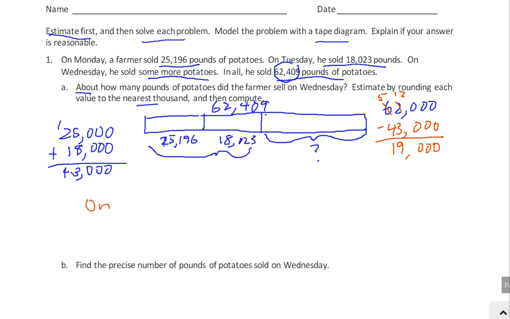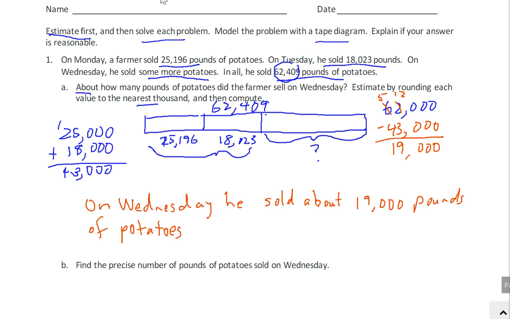And that's what we can write down. On Wednesday, he sold about 19,000. So there you go. On Wednesday, he sold about 19,000 pounds of potatoes.